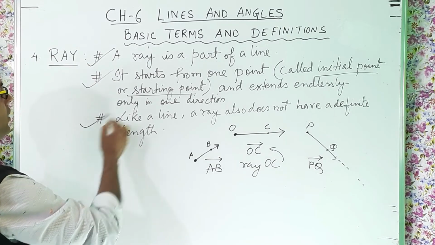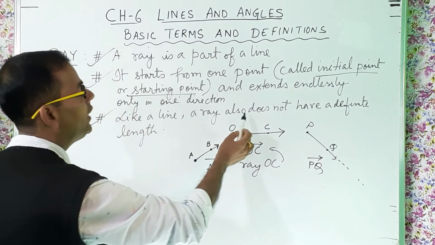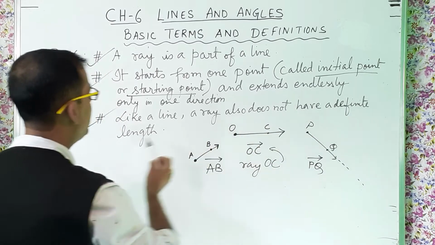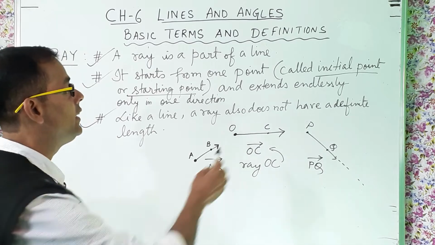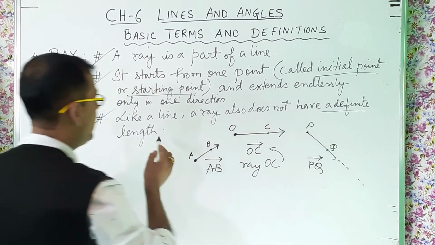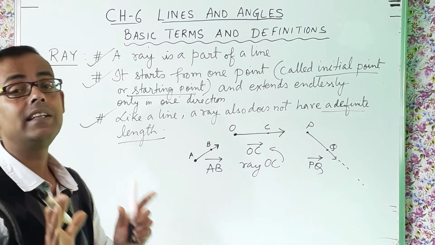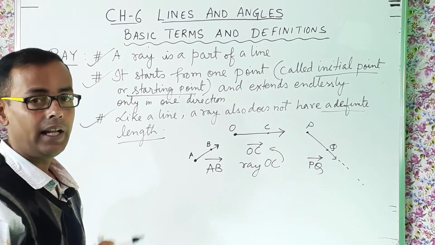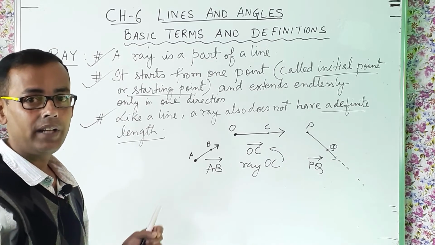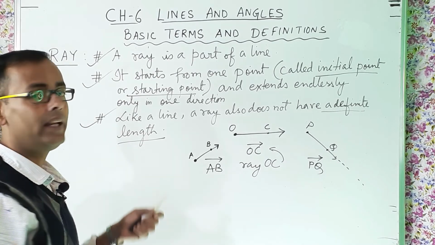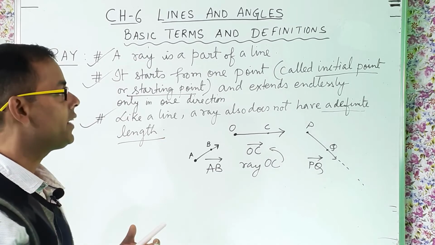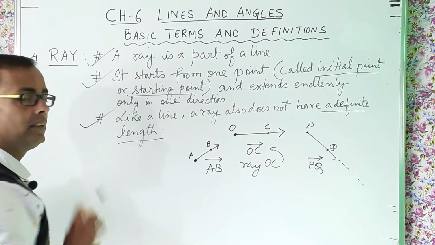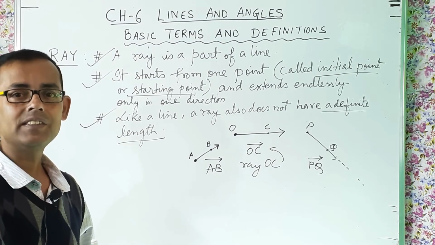Then, like a line, a ray also does not have a definite length. Since it is extending on one side, it does not have a definite length, that means a fixed length is not there. Like a line, a ray also does not have a fixed or definite length. Up to this much it is clear.